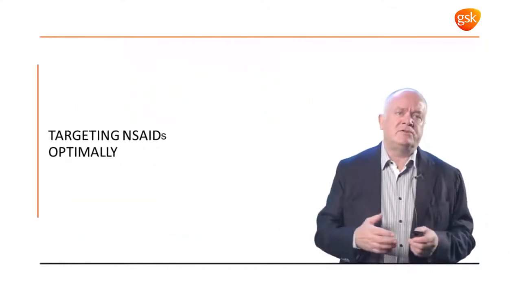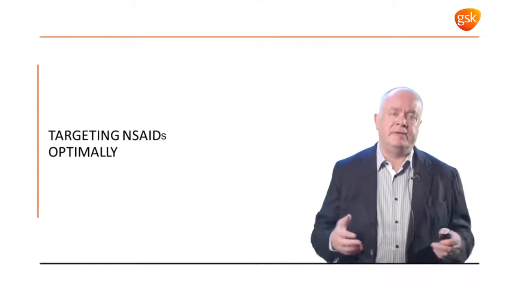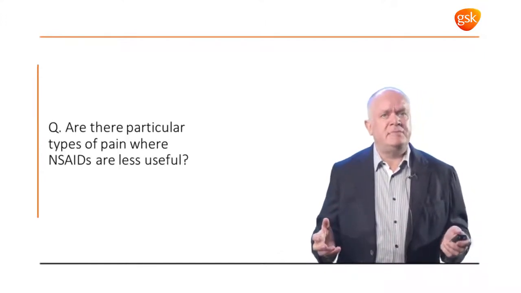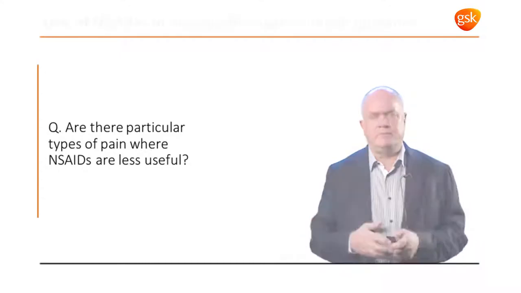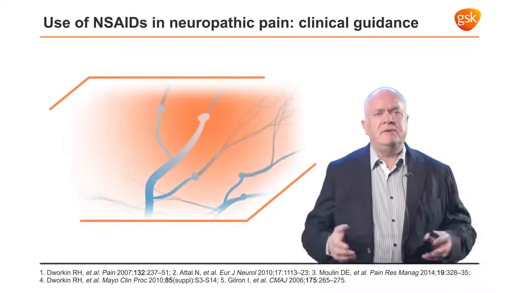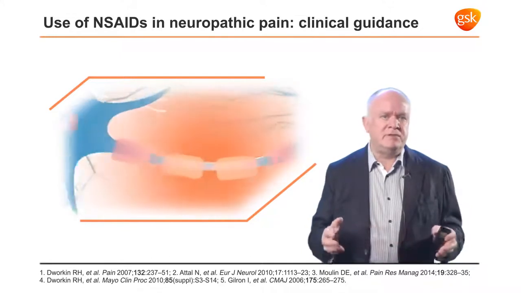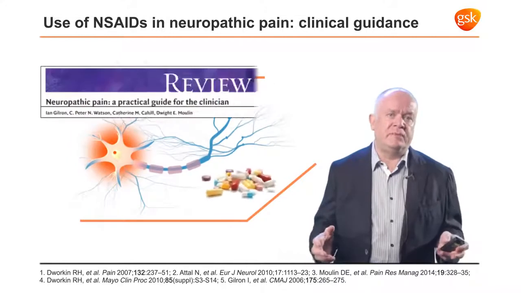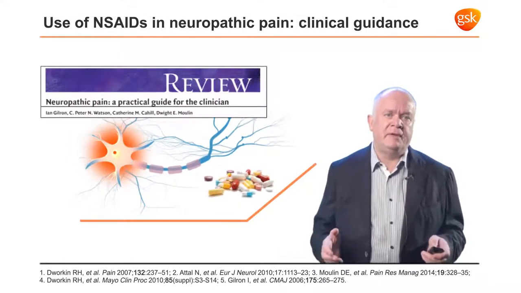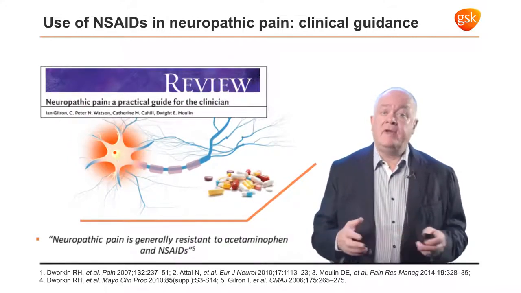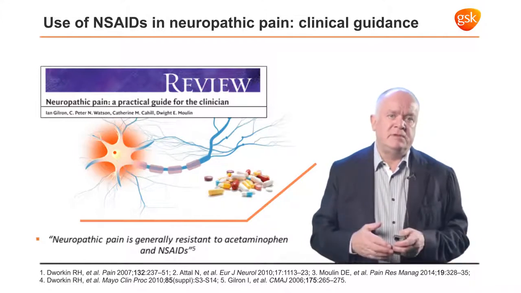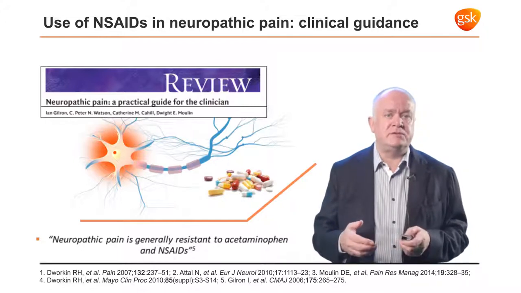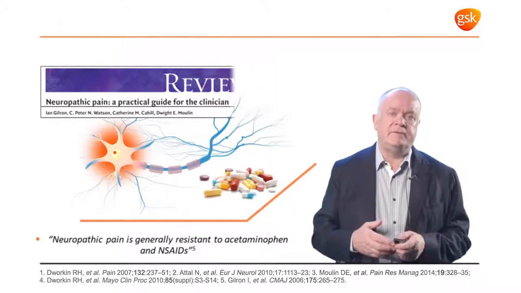The next section looks at how we can target NSAIDs optimally. Are there particular types of pain where NSAIDs are less useful? One of the most disabling types of pain that a patient can experience is neuropathic pain. NSAIDs are not helpful in the treatment or relief of neuropathic pain. Guidelines rarely mention them as treatment options. Nevertheless, many physicians prescribe them for such conditions, though personally I've never seen any benefit.